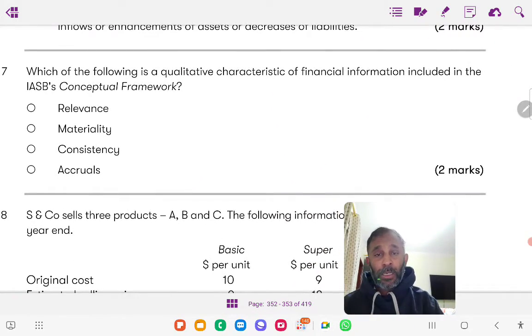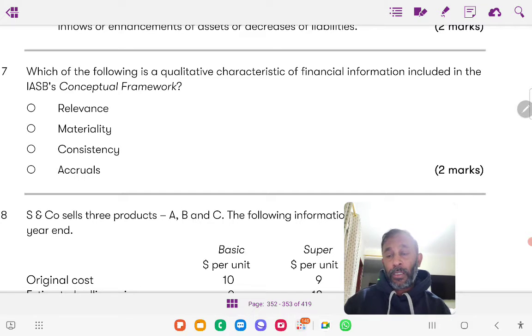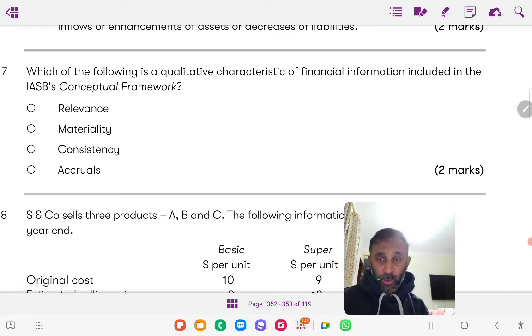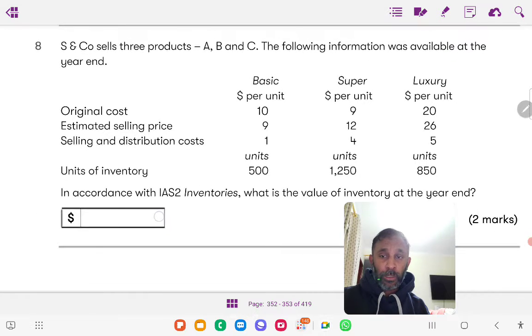Which of the following is a qualitative characteristic of financial statement information included in the IASB's conceptual framework? There are certain qualitative characteristics which we have discussed, fundamental qualitative characteristics and also enhancing qualitative characteristics. So here we have 4 answers: relevance, materiality, consistency, and accruals. The last 3 items are concepts. They are not conceptual framework qualitative characteristics. So the only answer is relevance. So let's look into this question now.